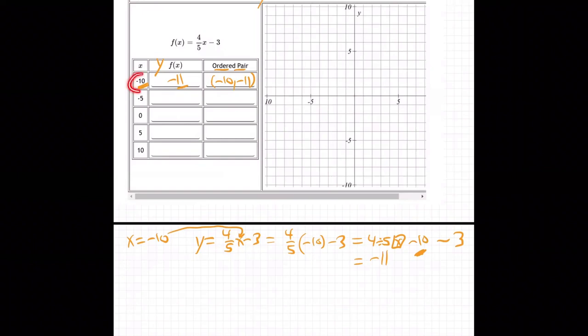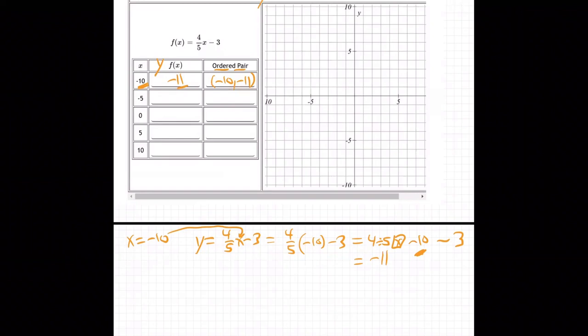So you just take whatever x value they gave you, -10, and plug it in for x right there, and then just hit the buttons on your calculator. Fraction means divide, then multiply by the -10, subtract the 3. I got -11. That's my f of x, and f of x is the same as y. That's my y value. And then you write the two numbers with parentheses and a comma.